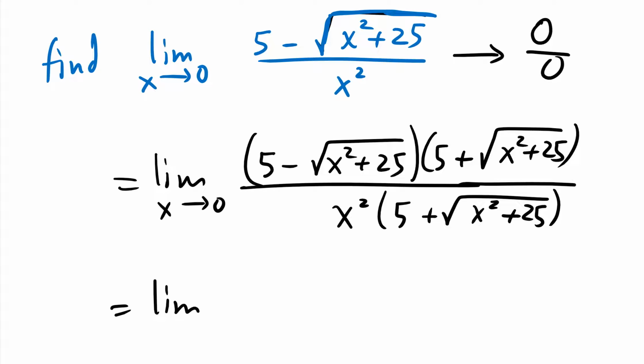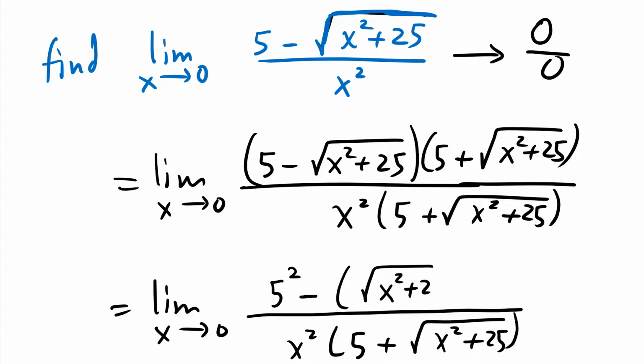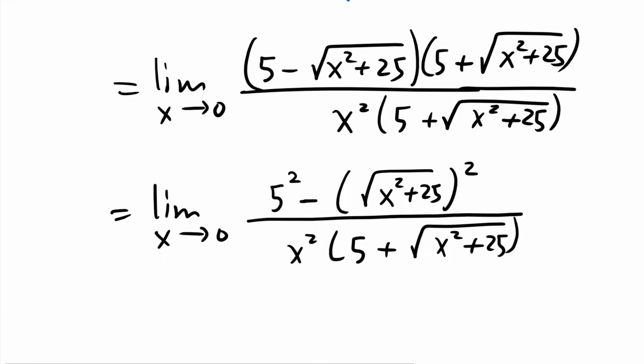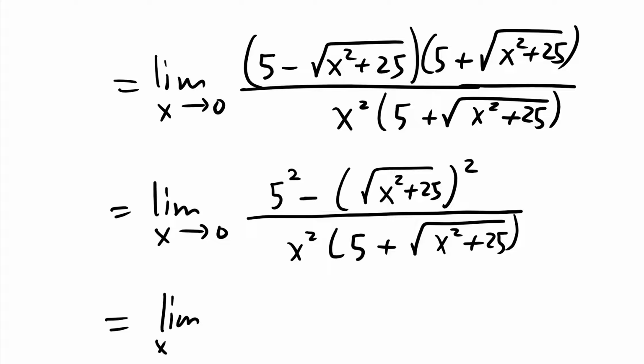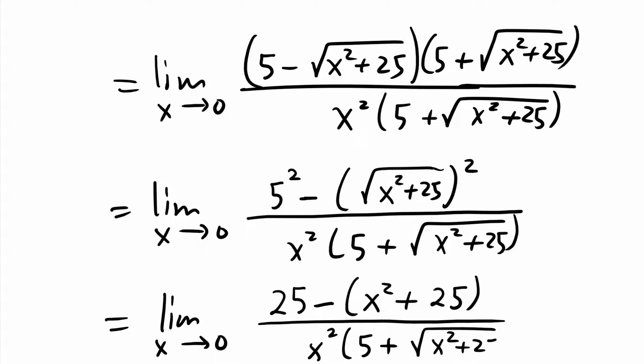This equals the limit as x goes to 0. The bottom one stays the same. On the top is 5 squared minus this thing squared. What do we get? Limit as x goes to 0: 5 squared is 25 minus, when you square the radical, that will clean up the radical sign. Keep this the same. Don't distribute this because we are hoping that it will cancel out.